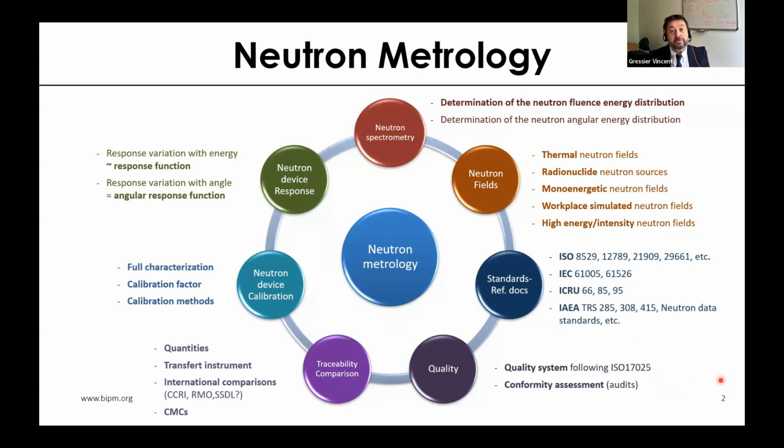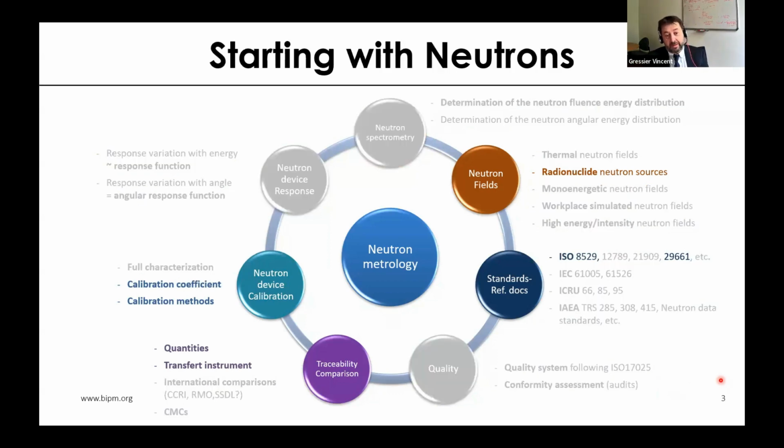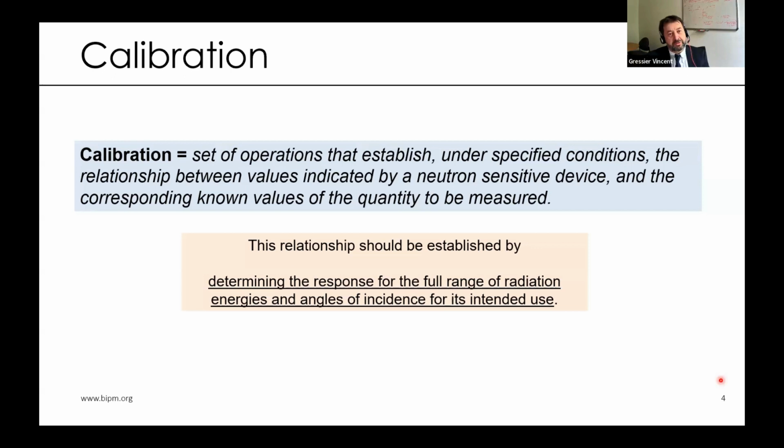So I will restrict today's talk, which is about starting with neutrons, to calibration coefficients and methods. We will deal only with radionuclide neutron sources. We will speak only about the ISO standard 8529. And of course, we'll discuss a little about quantities and transfer instruments, but not else. And there will be, I'm sure, Andreas, further webinars on neutrons, which will cover the other topics. We already had one about high energy neutrons at the beginning of last year. And this is something which will continue, hopefully.